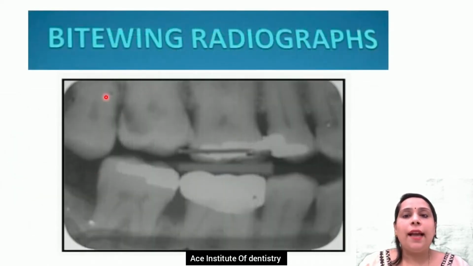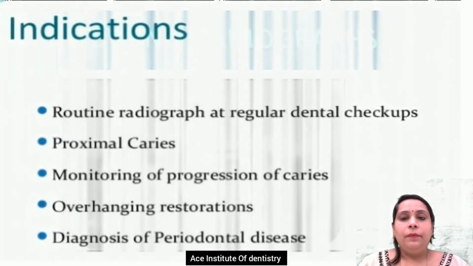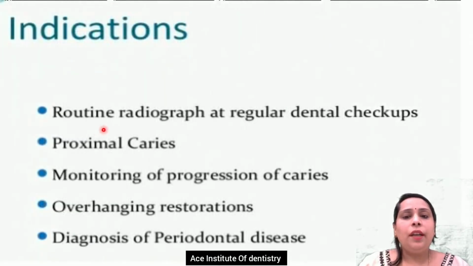Bitewing radiograph. As its name says, the patient has to bite on the surface of the film holder, not on the film. Indications: routine diagnostic radiograph at regular dental checkup. This is the best way to detect proximal caries. Monitoring of progression of caries, overhanging restorations, and diagnosis of periodontal diseases.